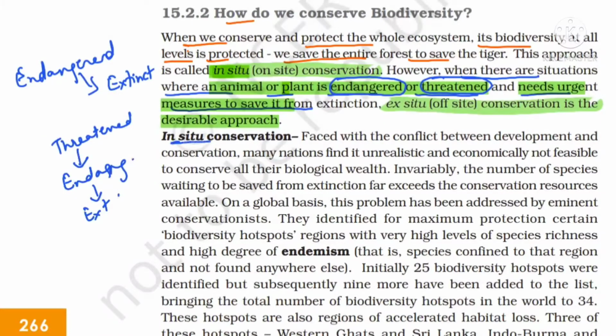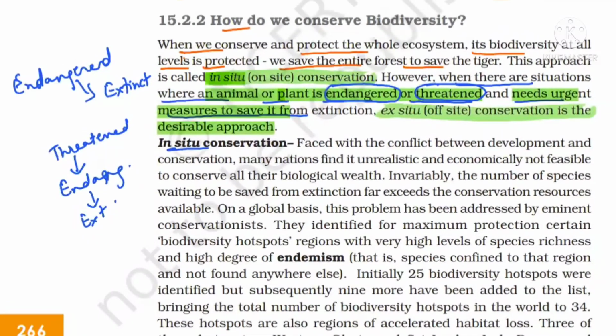So now for in situ conservation. Obviously, there is a conflict between development and conservation, about how to conserve and what methods to use. So many nations were finding it unrealistic and economically also not possible to save all biodiversity, because the number of species waiting to be saved from extinction is more compared to the resources which we have.